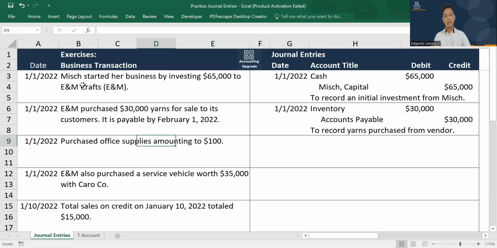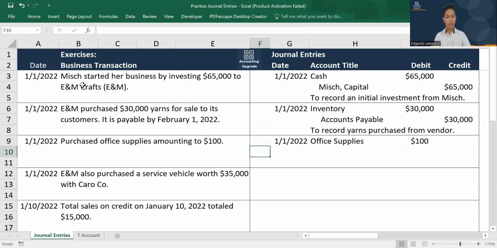Alright. Next practice question. The transaction is dated January 1, 2022. So we will indicate here the related date and then identify again the accounts that are affected by this transaction. It says here that E&M purchased office supplies amounting to $100. So again, we will identify the related transaction, which has office supplies. Office supplies is an asset. So we will recognize an asset, office supplies, amounting to $100.